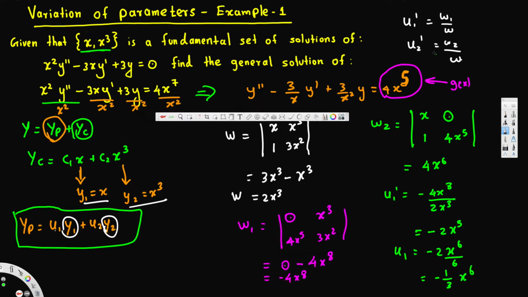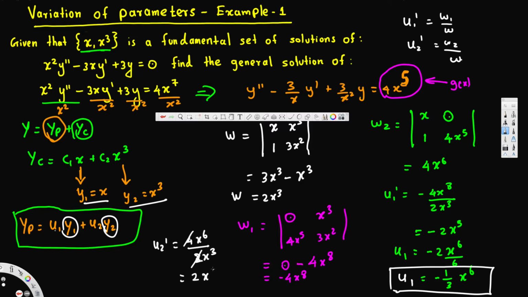Now we can find u2. Let's find u2 prime first. Let me note u1 down right here. u2 prime is equal to W2 divided by W. W2 is 4x^6 divided by W, that's 2x^3. 2 and 4 cancel, so x^6 over x^3 will make this 2x^3. Okay, now u2 prime is this one.